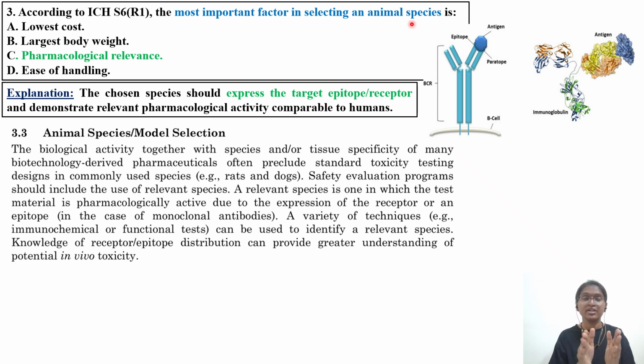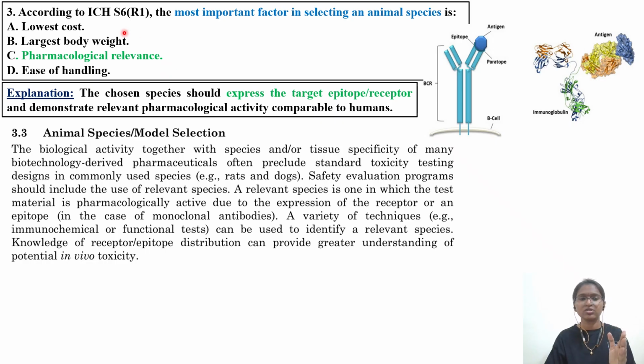So in such a case, we always have to look at how we are going to identify the selection of the species. You do some pharmacological receptor binding studies. So let's see what the guideline is saying. The right answer is pharmacological relevance. So the most important factor whenever we are selecting an animal species is pharmacological relevance.